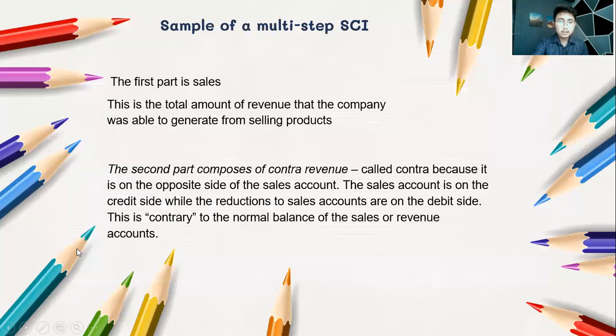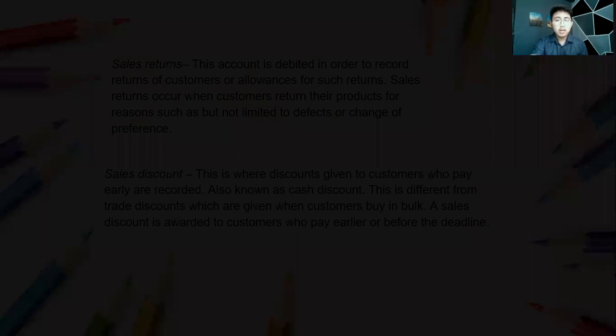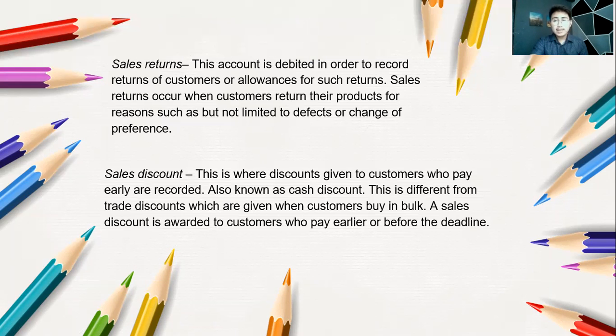Okay, so next, we already done to the first step and second step of a multi-step statement of comprehensive income. Let's discuss what is sales return. Okay, so when we say sales return, this account is debited in order to record the returns of the customers or allowance for such return. So ito po yung mga sales na kung saan binalik po ng mga customer sa atin, kaya po tinatawag po siyang sales return. Okay, so this sales return occur when the customer return their product for reasons such as but not limited to defects or change of reference.